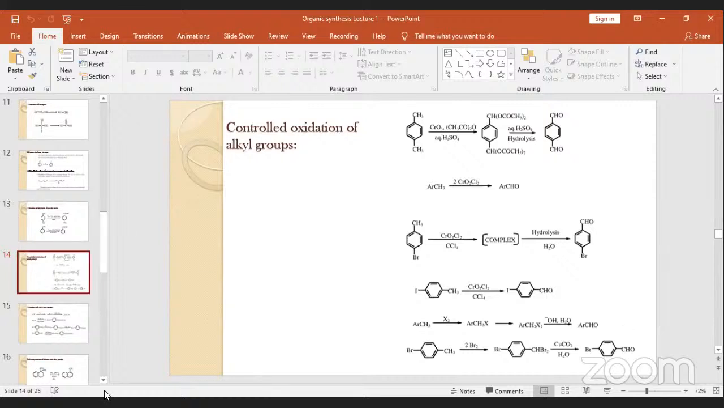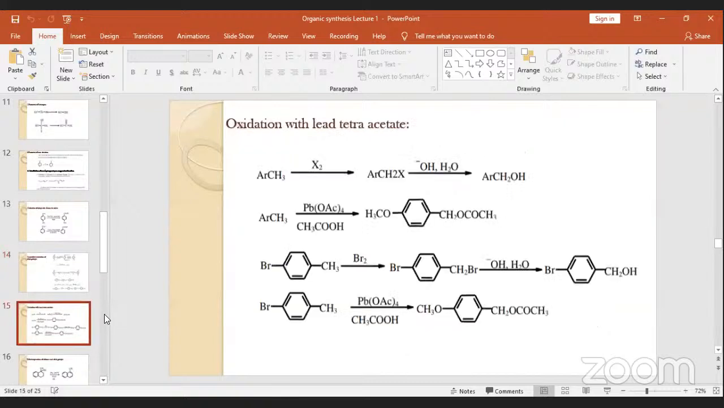So controlled oxidation is possible. I have just shown you two reactions as an example, and you have many reagents, which you might learn in detail in another unit. Now, oxidation with lead tetraacetate. This also gives you controlled oxidation only. Here you will get the corresponding benzyl alcohol.